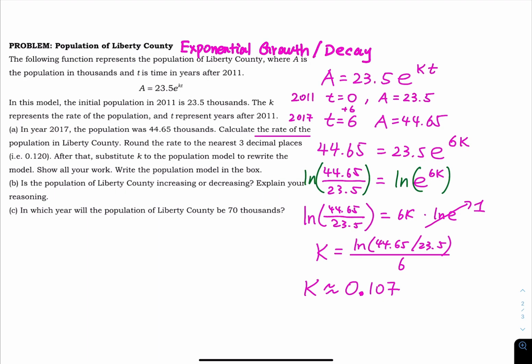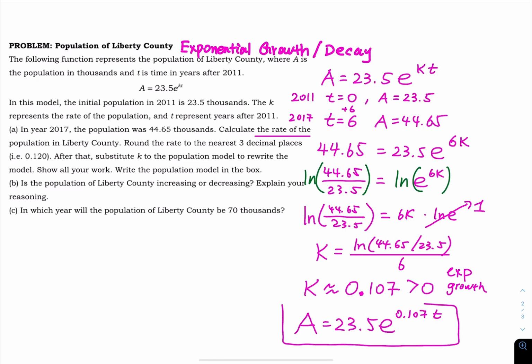This is greater than 0, so that means this is exponential growth. The population, the number of people in this county, is increasing. In part A, they also asked me to write the model. There is no box, so I will just draw my own box. A equals 23.5 e to the 0.107 t. So this is my population model, one exponential function that describes the population in this place.